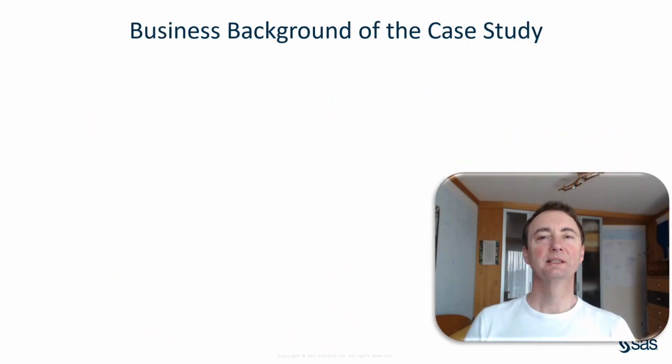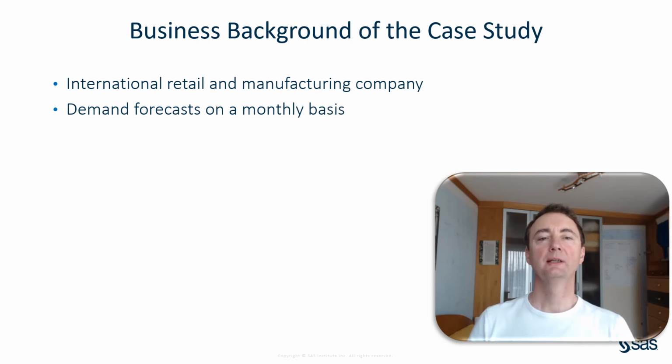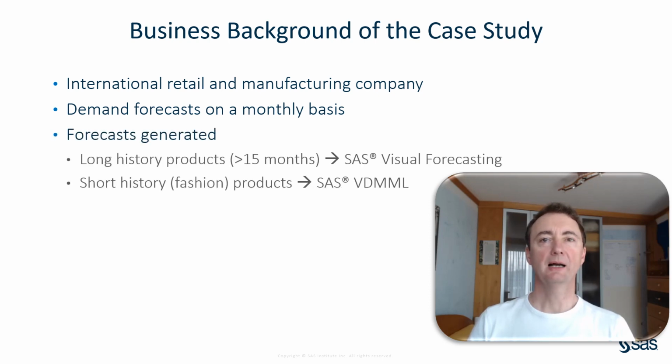Let's take a look at the business background of our case study. We're talking here about an international retail and manufacturing company that does demand forecasting on a monthly basis. The demand forecasts are generated from time series forecasting models for products that have a time history of 16 months or longer, and for products that have a shorter time history, machine learning models with regression techniques like Poisson regression or gradient boosting are used.